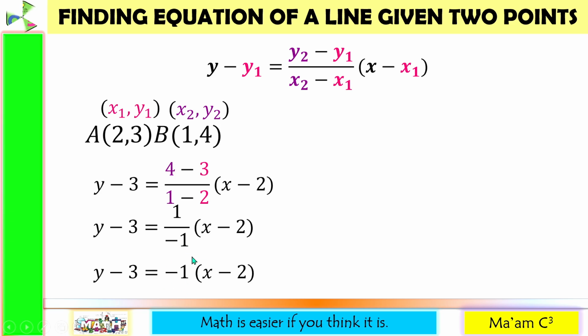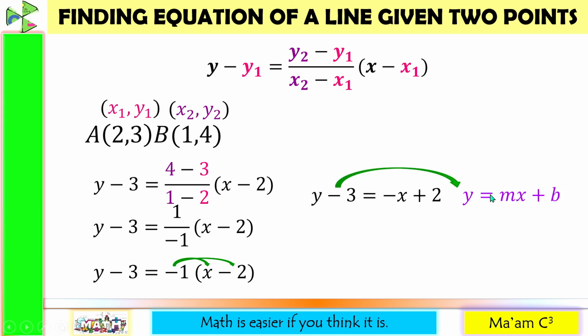Now we are going to distribute negative 1 here, negative 1 times x, and this will become y minus 3 equals negative x. While this one, negative 1 times negative 2, is positive 2. Next, we are going to transform this in the form y is equal to mx plus b. So it means we have to move negative 3 on this side. It will become plus 3. Let us simplify. 2 plus 3 is equal to 5. Our final answer, y equals negative x plus 5.